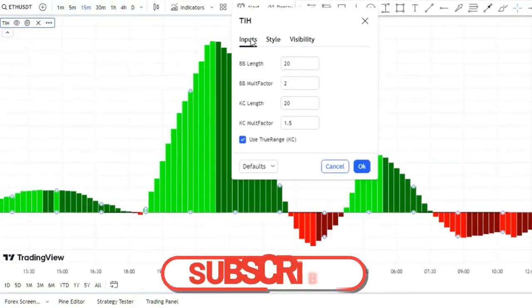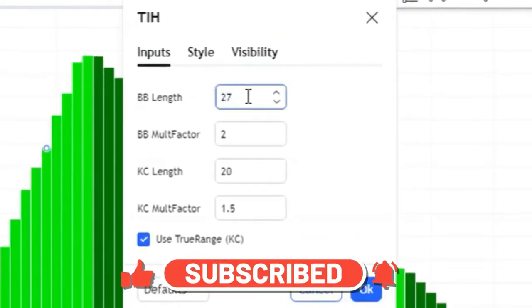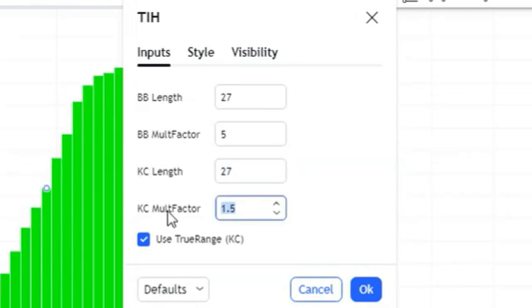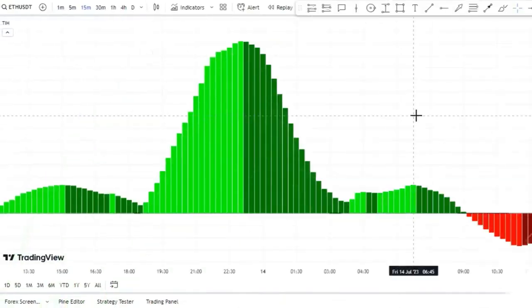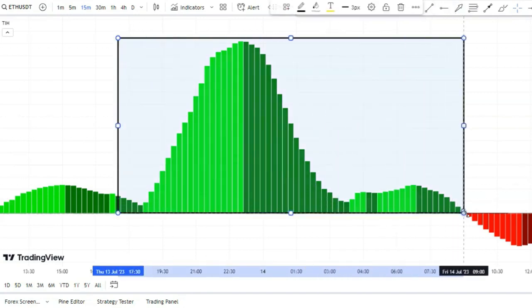Then under inputs, change BB length to 27, BB multifactor to 5, KC length to 27, and KC multifactor to 9. This indicator helps smooth our price action and makes it easier to spot trends and reversals.